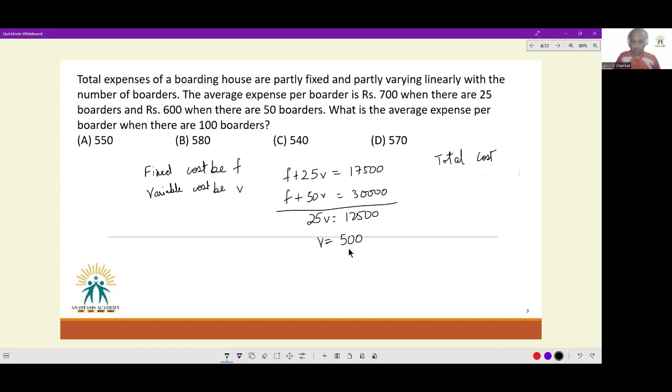Because the variable cost V is equal to 50, the fixed cost now will be 5,000. Will not be 500, it will be 5,000. Now, total cost will be total cost for 100 boarders.